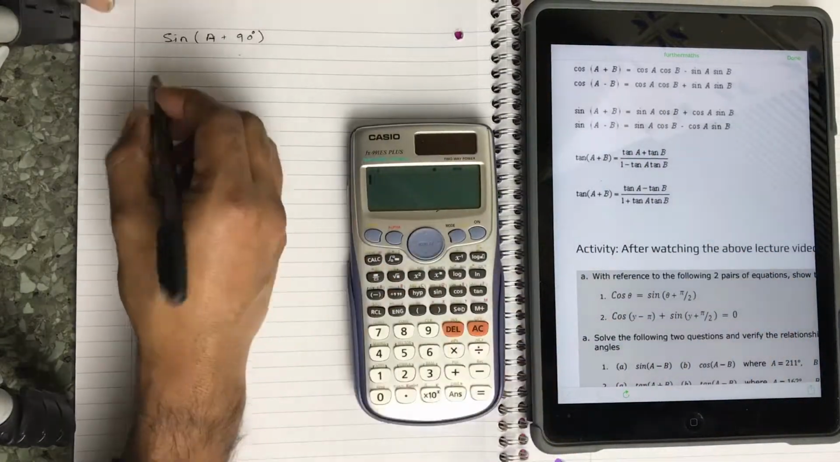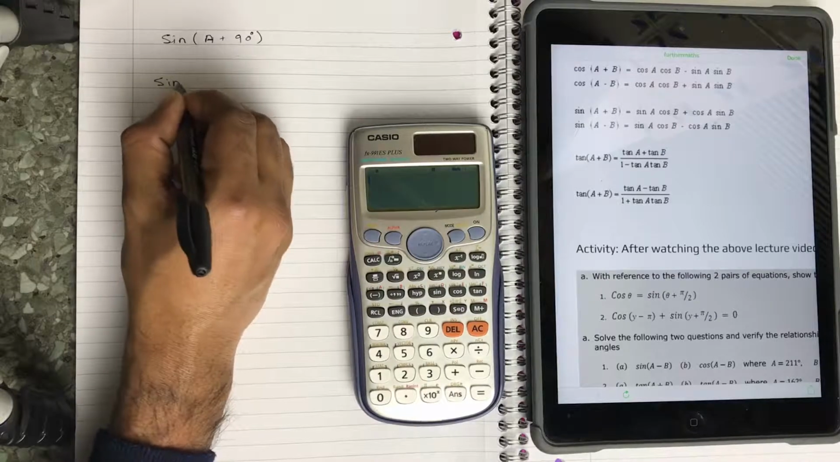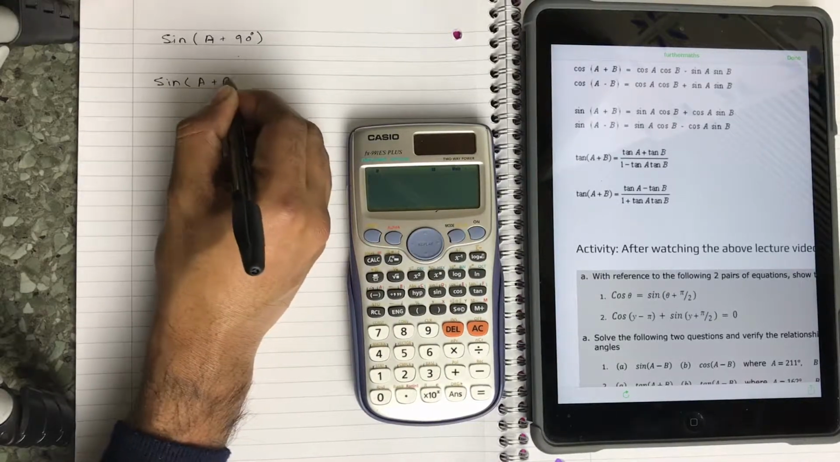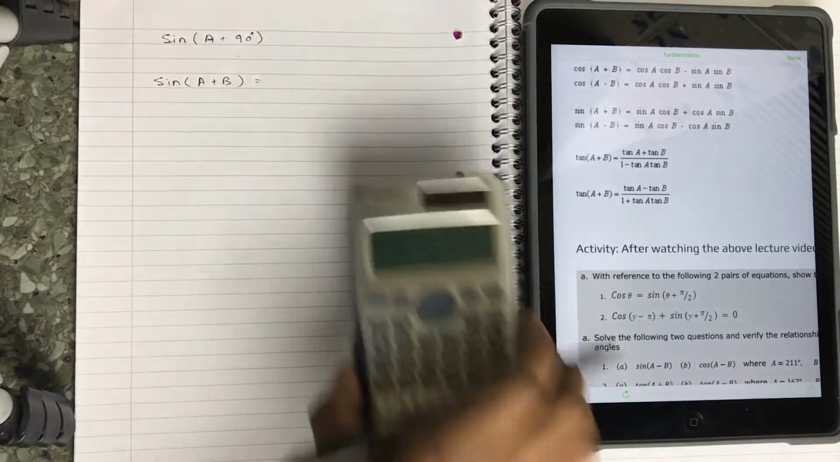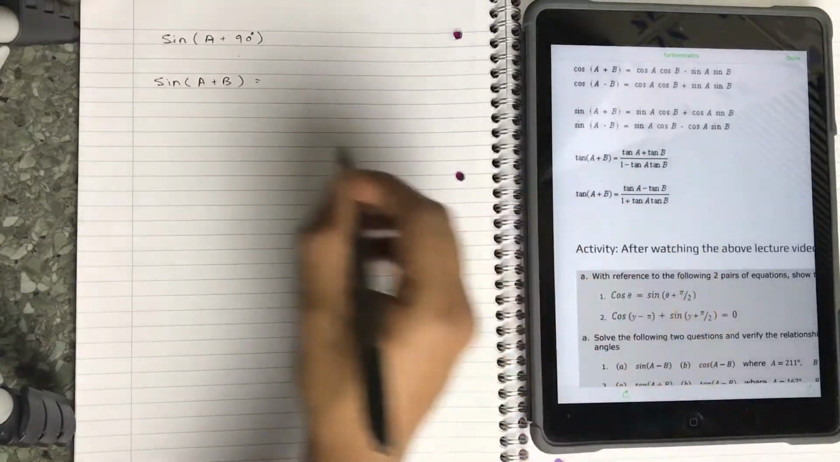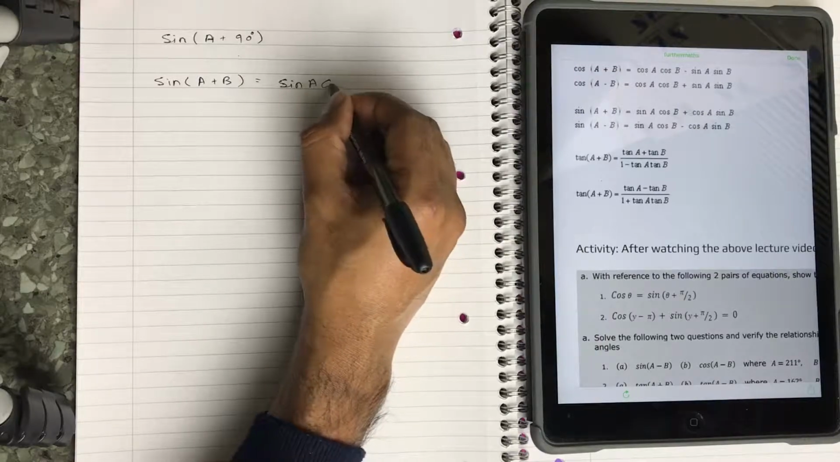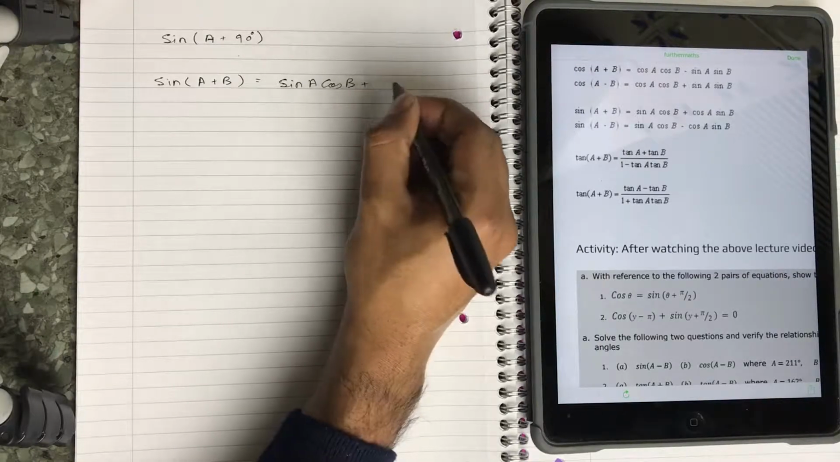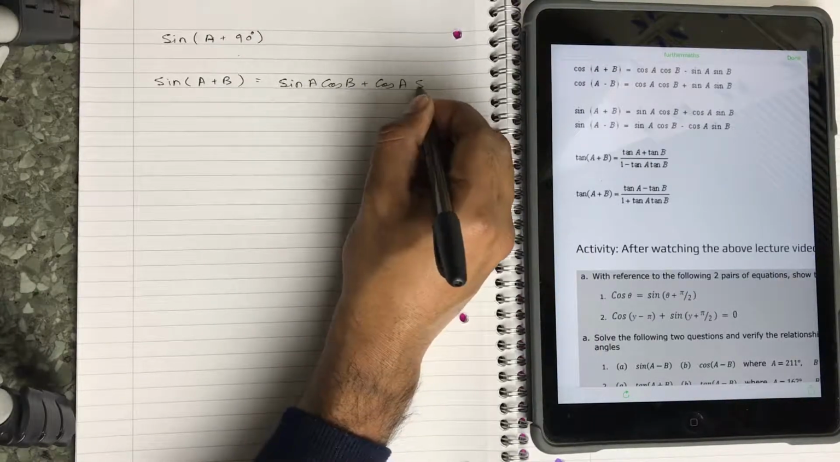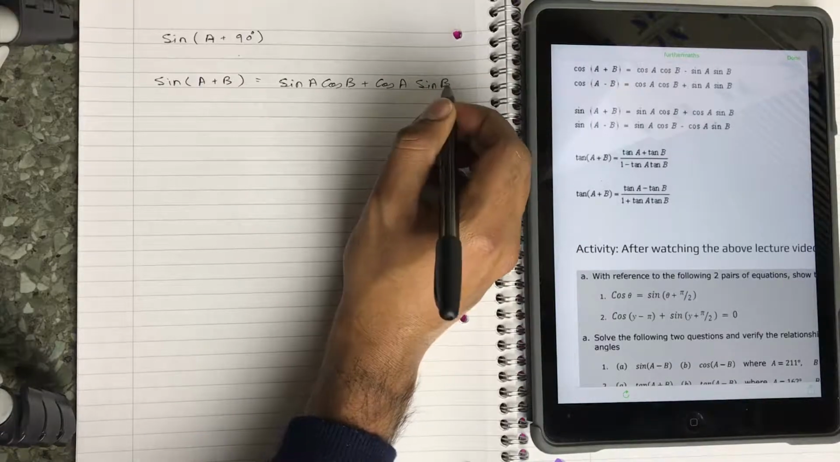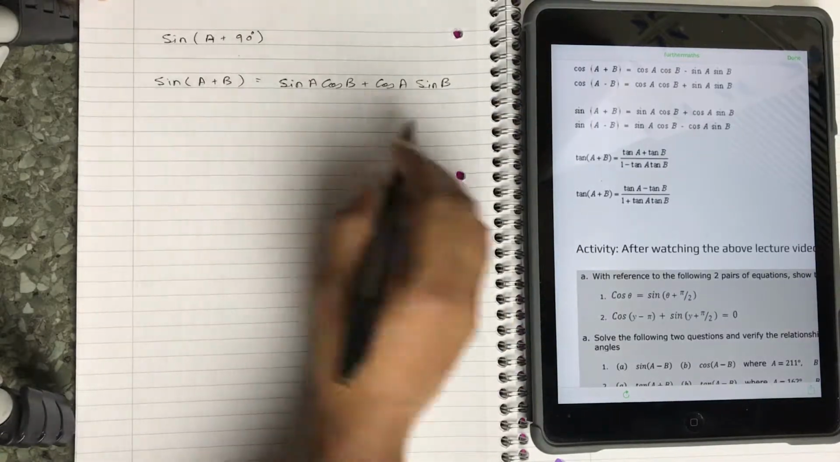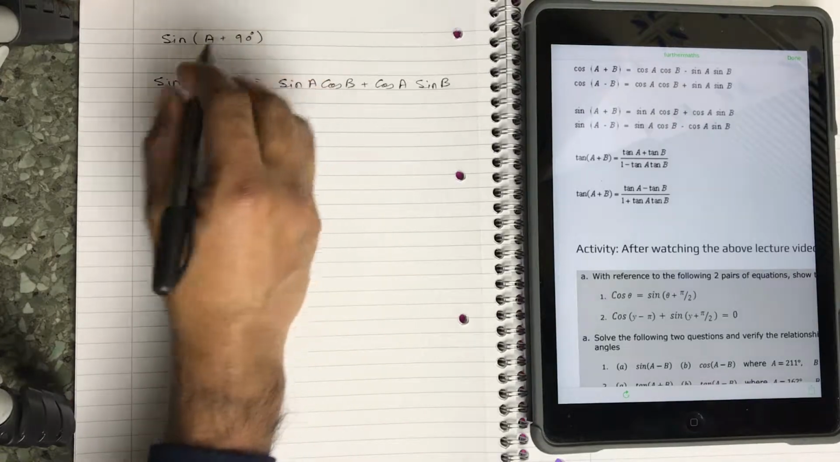So I'm just going to write down sine of a plus b is going to be equal to sine a cos b plus cos a sine b. Now that's my formula I'm going to use to solve this.